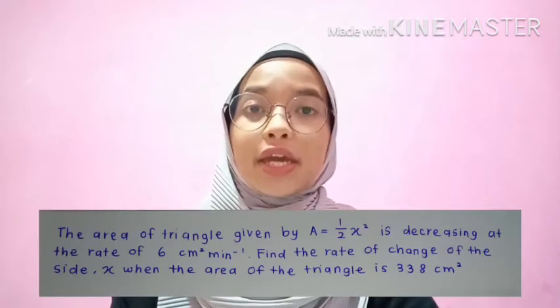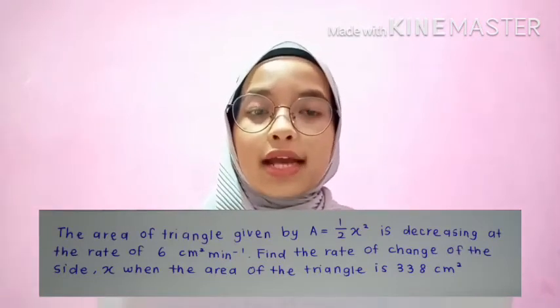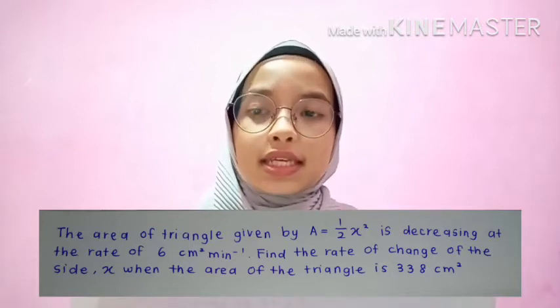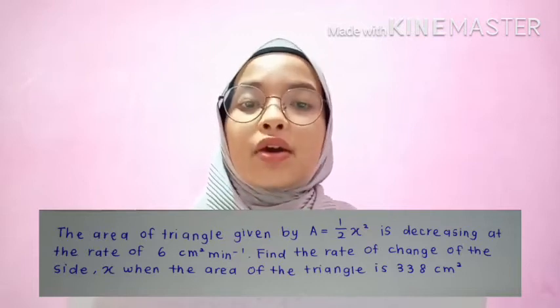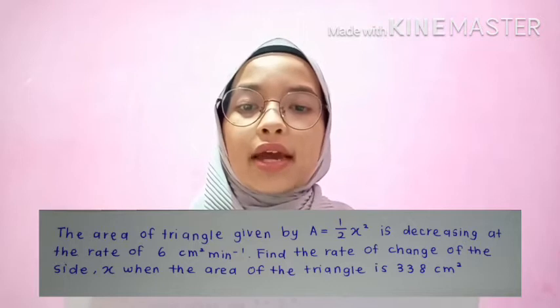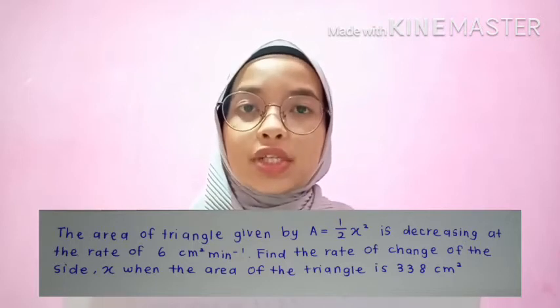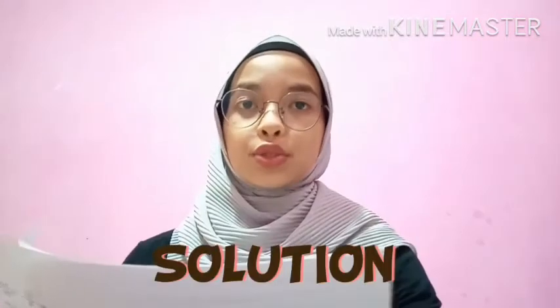I will proceed on explaining more about the question. So my question is, the area of a triangle given by A equal to 1/2 x² is decreasing at the rate of 6 cm² min⁻¹. Find the rate of change of the side x when the area of the triangle is 338 cm².